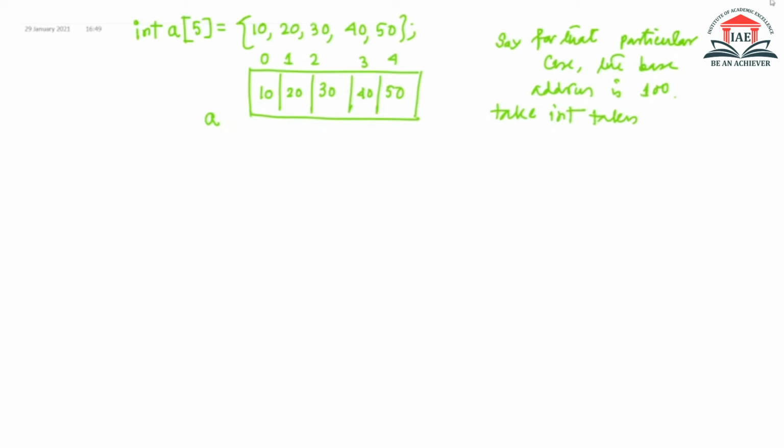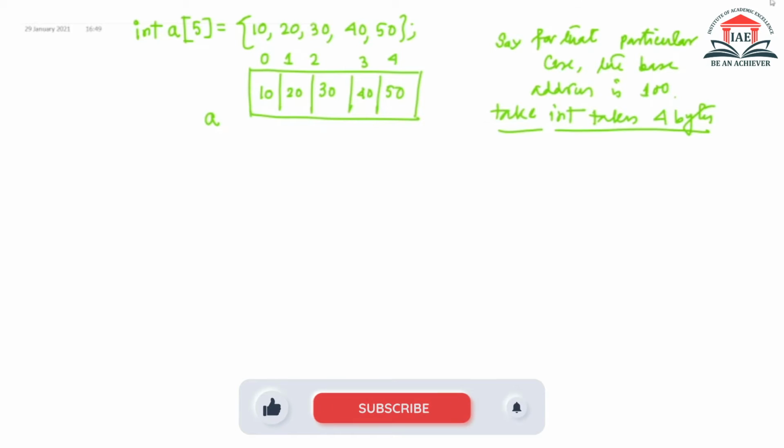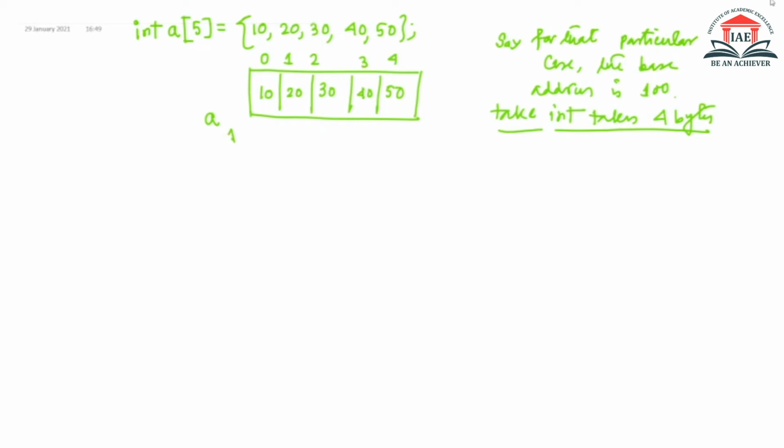Now take that an integer takes 4 bytes of memory. That is, of course, architecture dependent. Say in my architecture, a 64-bit architecture, the integer will take 4 bytes. The starting location is assumed, and it may be different, but the concept does not change. Say the base address of this location is 100.